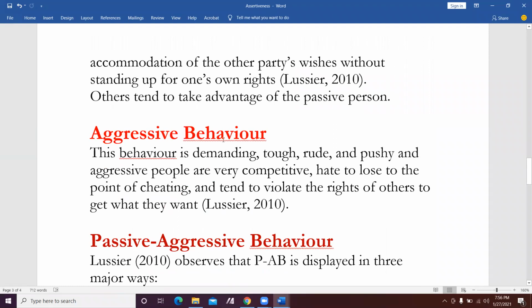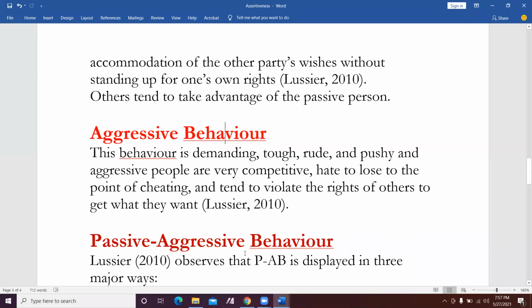Then aggressive behavior. This behavior is demanding, tough, rude, and pushy. Aggressive people are very competitive, hate to lose to the point of cheating, and tend to violate the rights of others to get what they want. If I am aggressive, I do many things by violating your rights. Can you remember Machiavellianism, another personality trait? That is indeed an aggressive personality type.